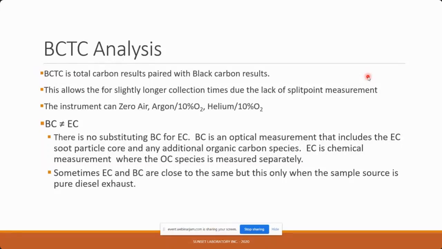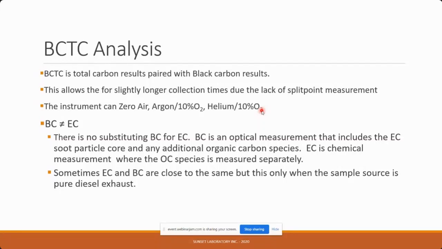You can easily convert your instrument to a BCTC analyzer, even if you don't want to change your gases. I think there's a couple options out today that run on air, and our instruments can be converted to run on zero air. They can also be converted to run on argon, but most people run them on the prescribed helium mix.